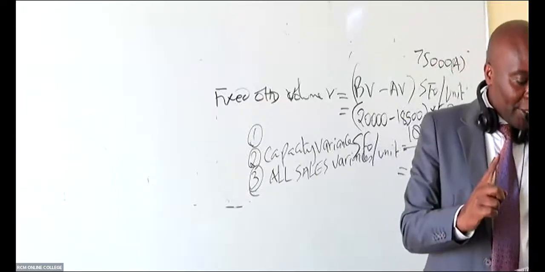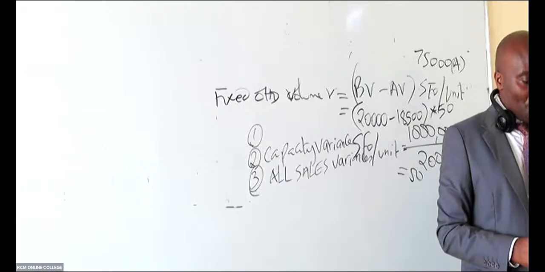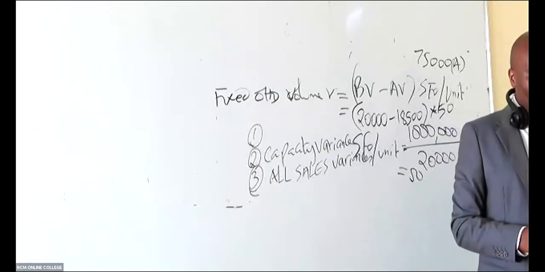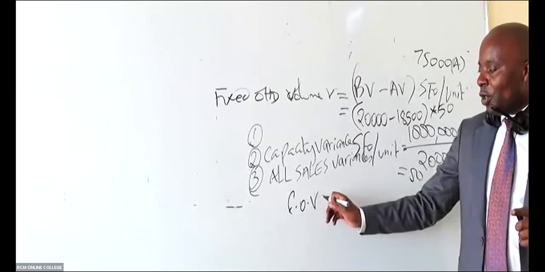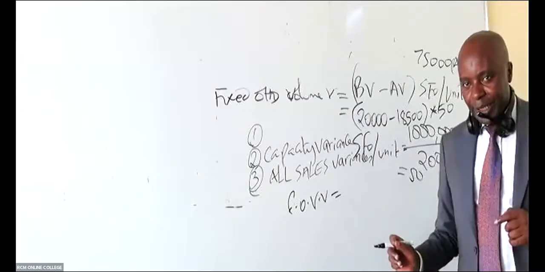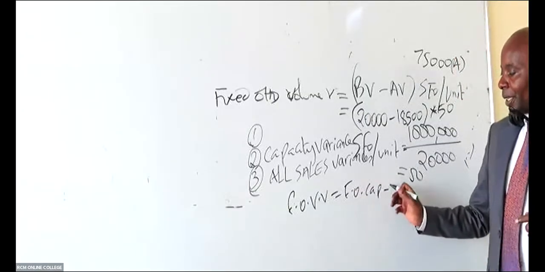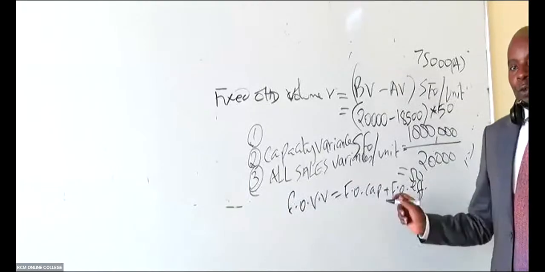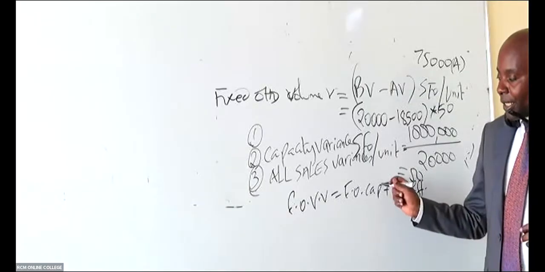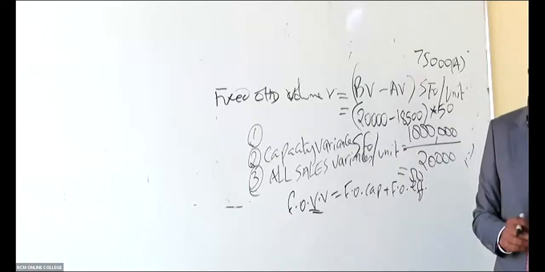Very good question. What is the difference between fixed overhead volume and a fixed overhead capacity variance? Later on, I'll be able to teach you that fixed overhead volume variance has two components: the fixed overhead capacity and the fixed overhead efficiency. So fixed overhead capacity is a component of volume, but this will come out later.